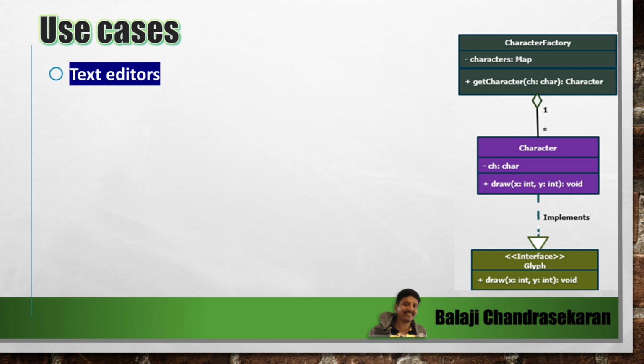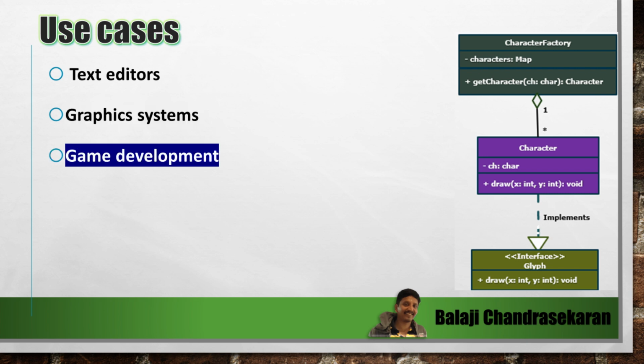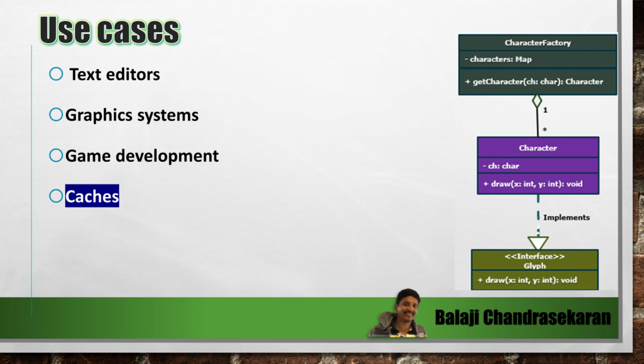Some of the use cases of the flyweight pattern are: text editors, representing characters and formatting styles as flyweights to reduce memory usage. Graphics systems, managing graphical elements like lines, curves, and shapes that have shared properties. Game development, managing game objects like trees, buildings, and other entities that have many instances with shared attributes. Caches, implementing caches where a significant portion of the data can be shared among multiple clients.